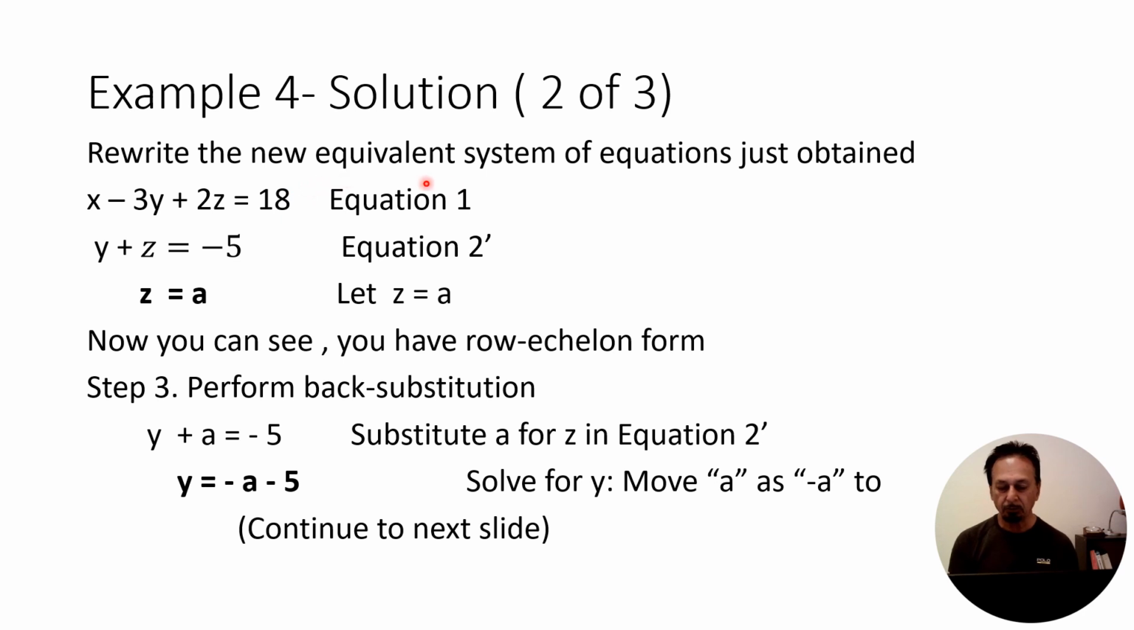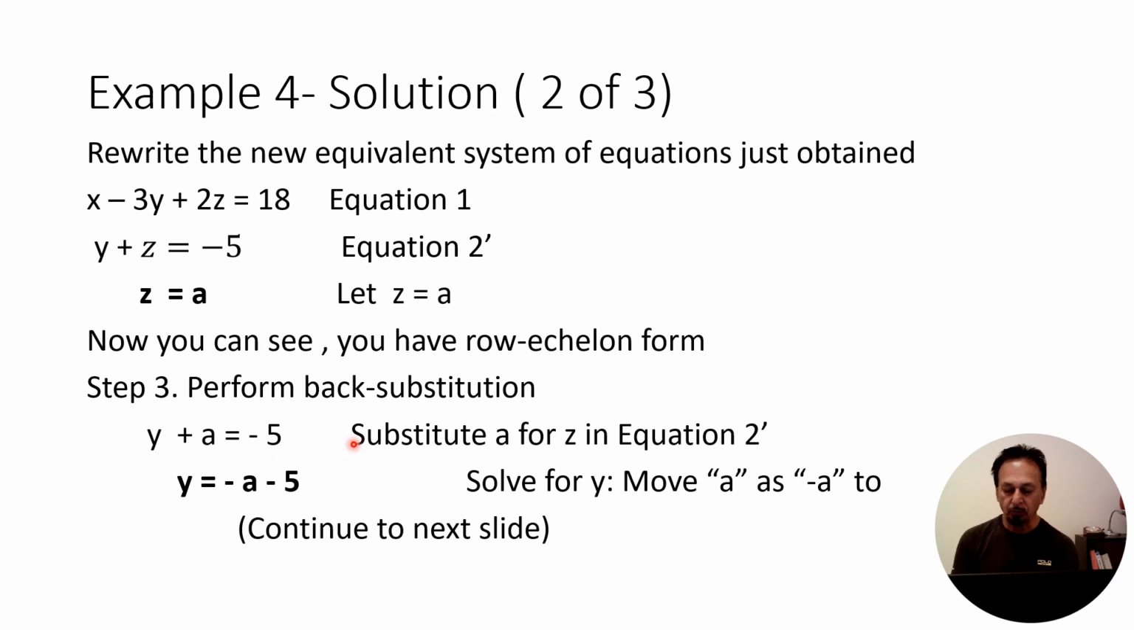So now we rewrite the new equivalent system of equations just obtained. x minus 3y plus 2z equals 18, equation number 1. And equation 2 has been changed to y plus z equals negative 5. So now what do we do? We can let z be equal to some number. So let z equal a, where a is any real number. Now you can see that the leading coefficients of these terms are all ones, so you can consider this a system of equations in row echelon form.